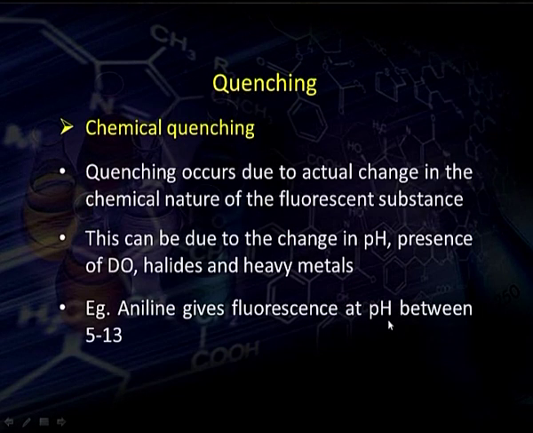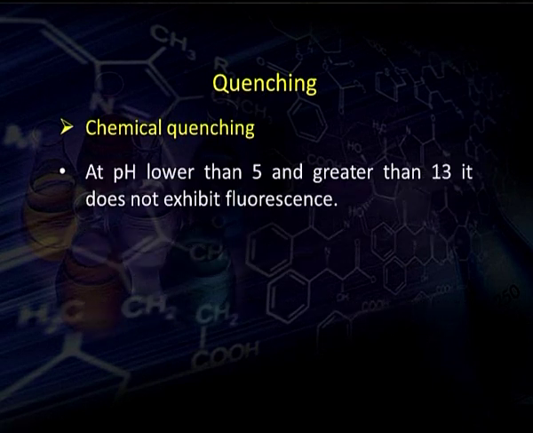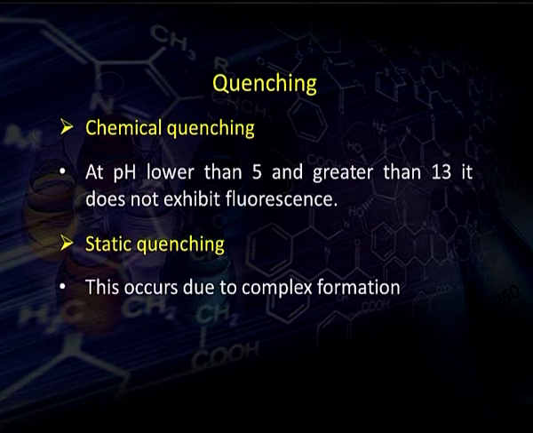Chemical quenching. This quenching occurs due to actual change in the chemical nature of the fluorescent substance. This can be due to the change in pH, presence of dissolved oxygen, halides and heavy metals. Example, aniline gives fluorescence at pH between 5 to 13. At pH lower than 5 and greater than 13, it does not show any type of fluorescence.